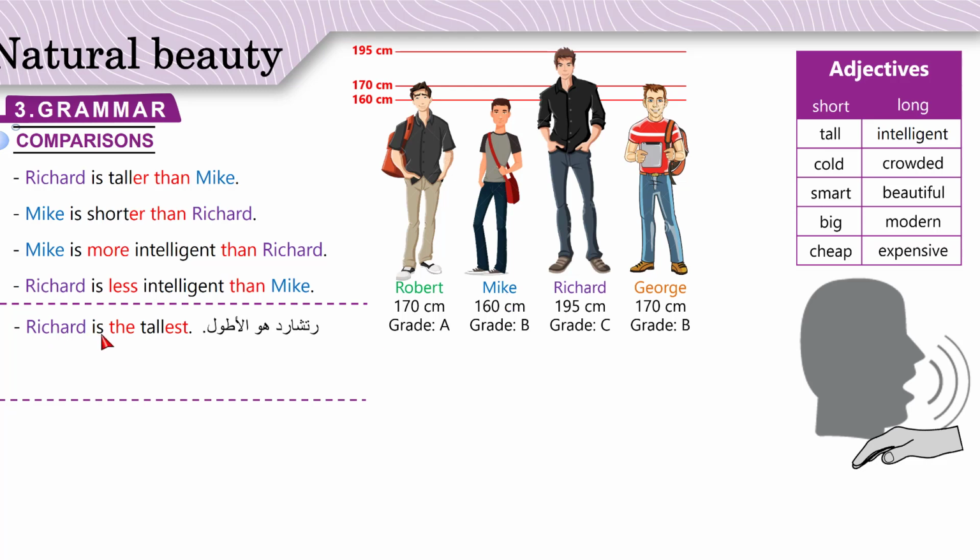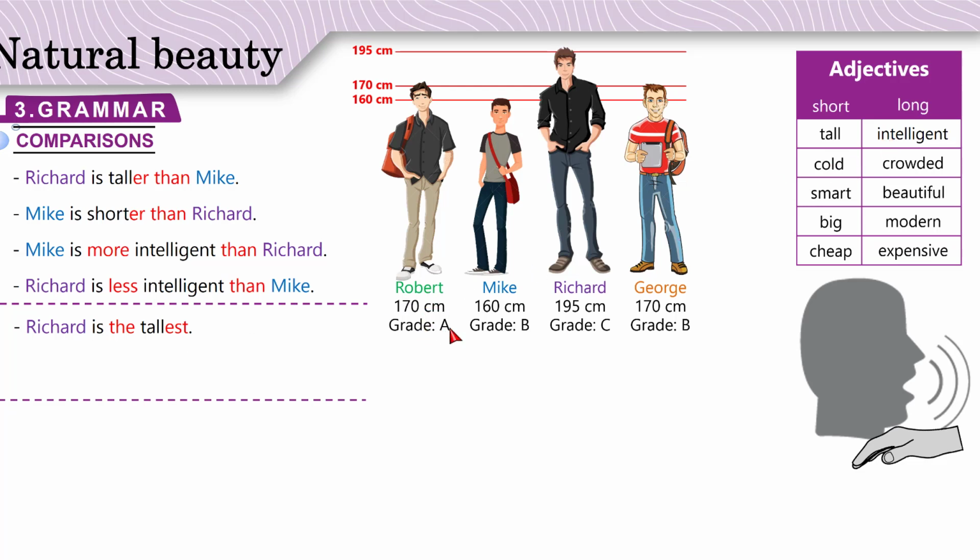Mike is the shortest. We don't use the here. Do you see the? No, the. We use the with the superlative form of the adjectives, like when we compare between more than 2. Mike is the shortest. What do we do with long adjectives like intelligent?